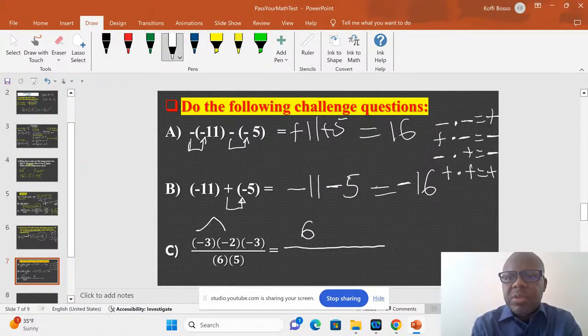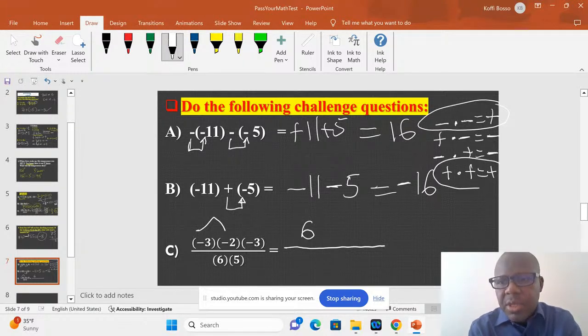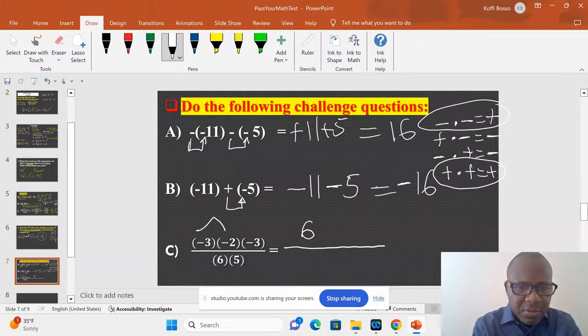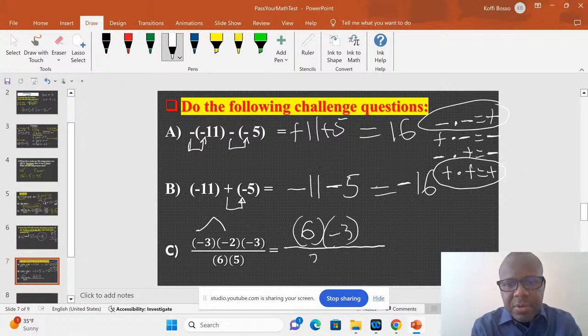What you have to understand is that when the signs are the same for multiplication, that gives you positive. When the signs are different, that gives you negative. And this chart works also for division. It's the same thing for division. You divide negative by negative, you get a positive. So we have a 6, and that 6 multiplied by negative 3. In the bottom, we have 6 multiplied by 5, which is 30.